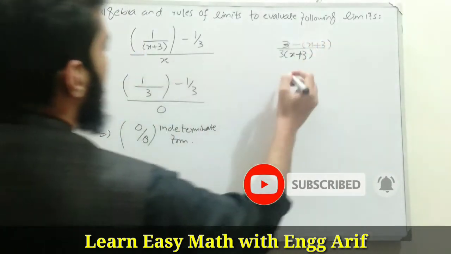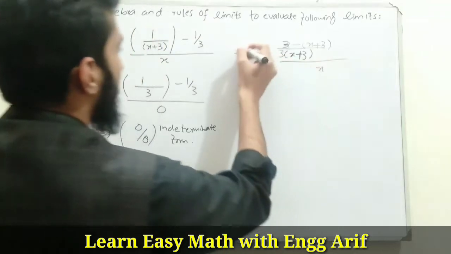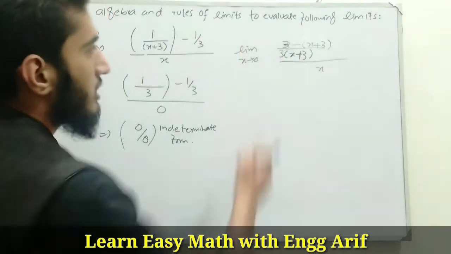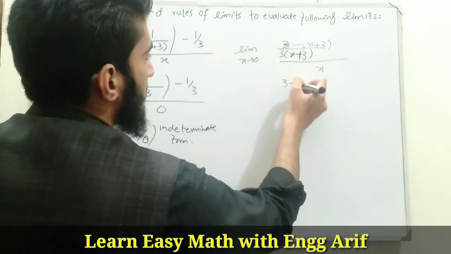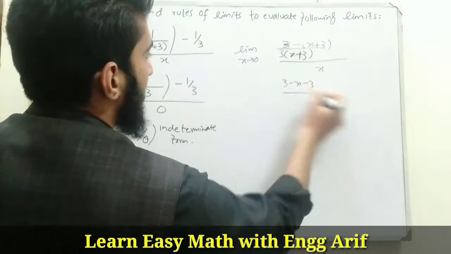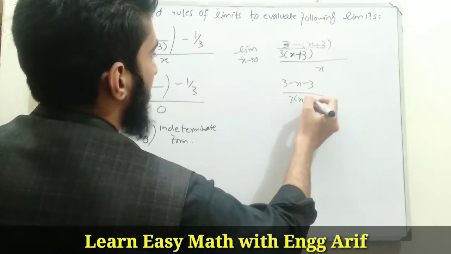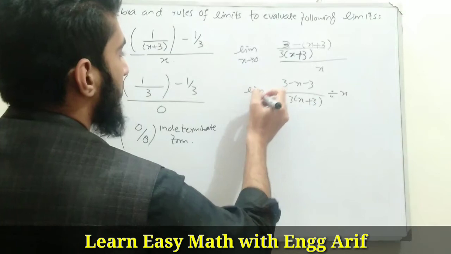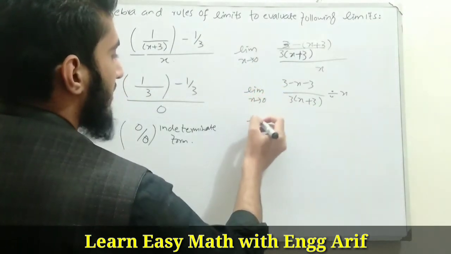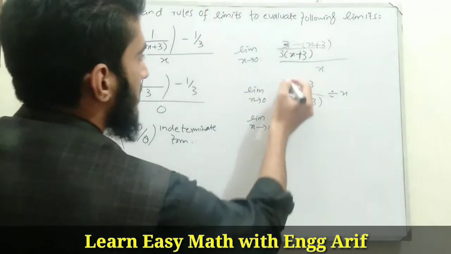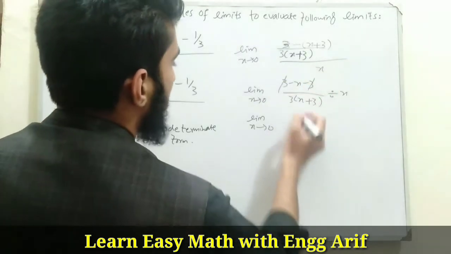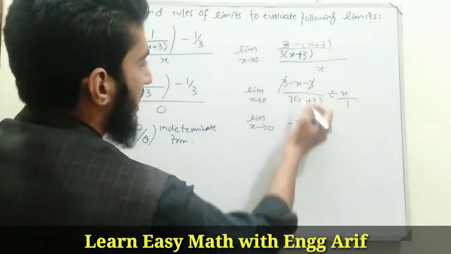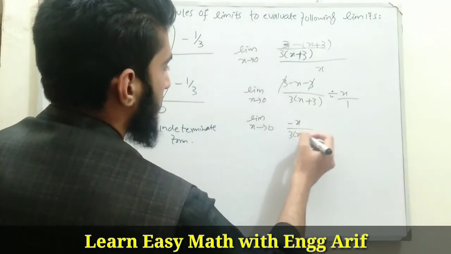Here is the whole divided by x, and here is limit x approaches to 0. Now after this it becomes 3 minus x minus 3, divided by 3 times x plus 3, and here is divided by x, limit x approaches to 0. After this, 3 will cancel out with negative 3, so we are left with minus x. Here we can write 1. Here we are left with minus x divided by 3 times x plus 3.